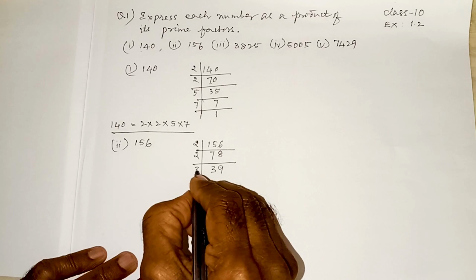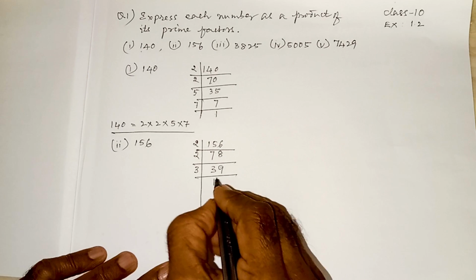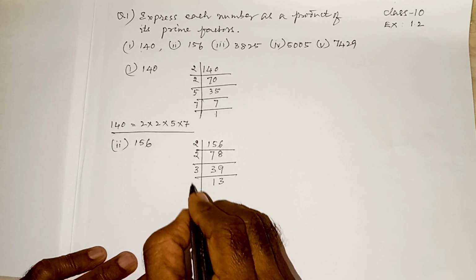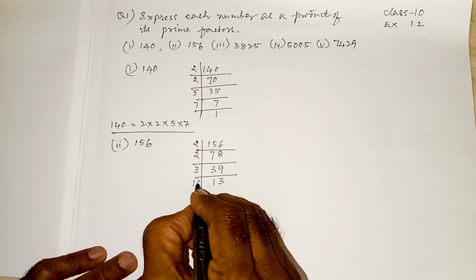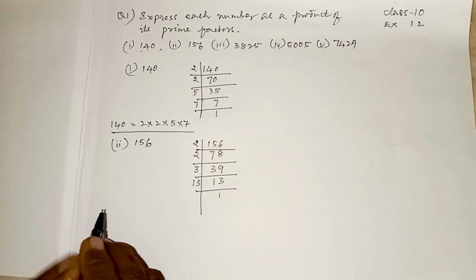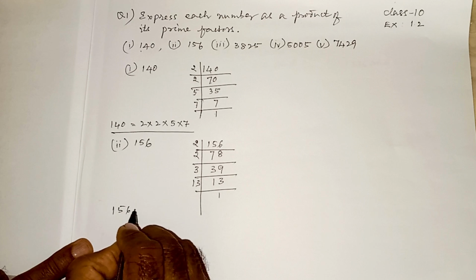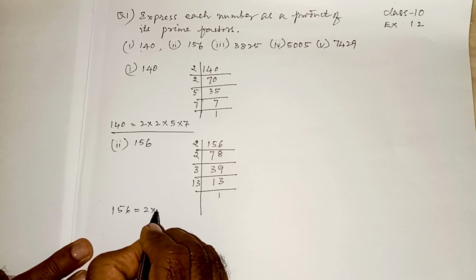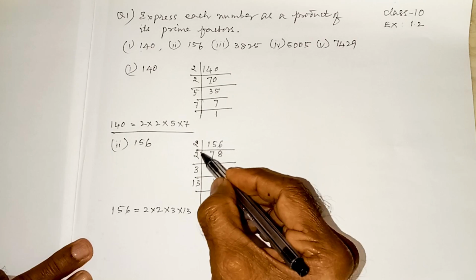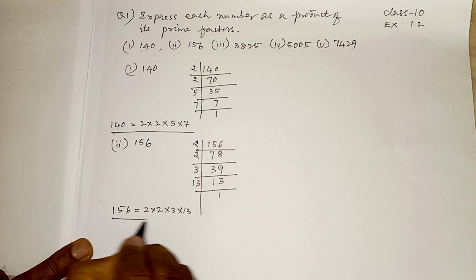You try with 3. 3 into 1 is 3 and 3 into 3 is 9. Further, you cannot have any other factor. You have to try with 13. 13 into 1 is 13. Now you have arrived at the factors of 156. 2 into 2 into 3 into 13. This is our answer.